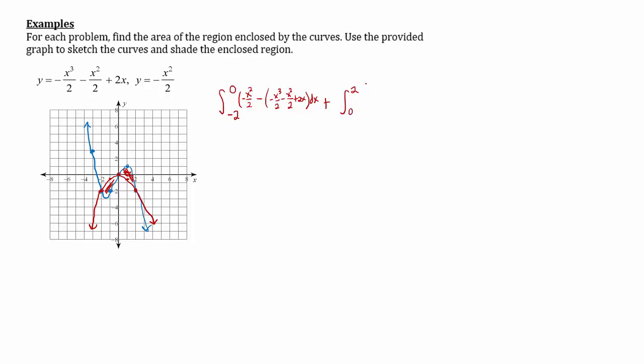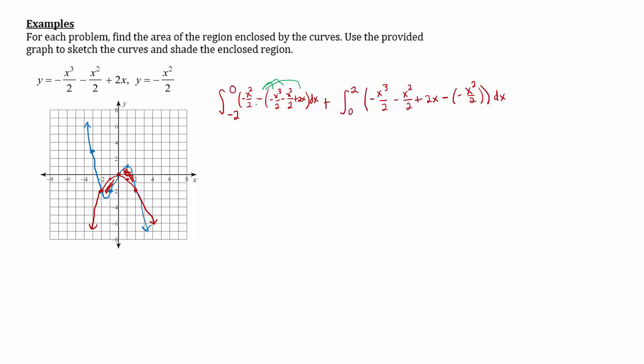You just have to make sure that you change all of the signs in that second function. From 0 to 2, the cubic function is on top, so that's what's going to go first. And then we're going to subtract the parabola, and we're just going to work this out. So the first thing to do is distribute our negative and add like terms.